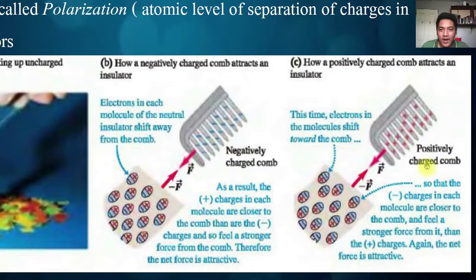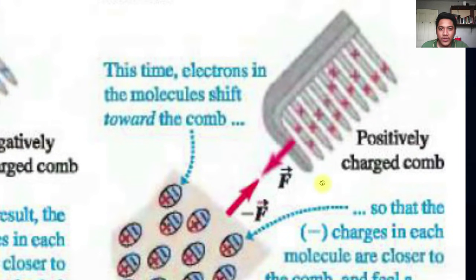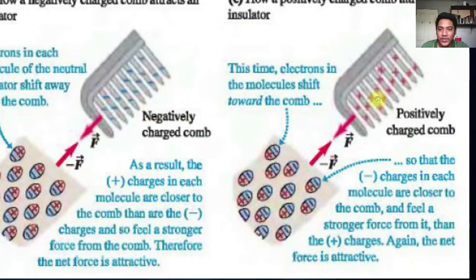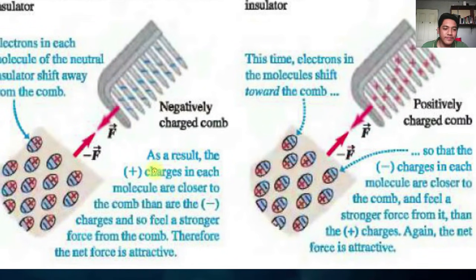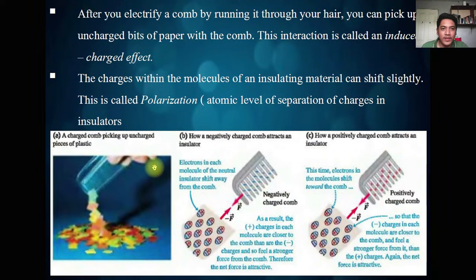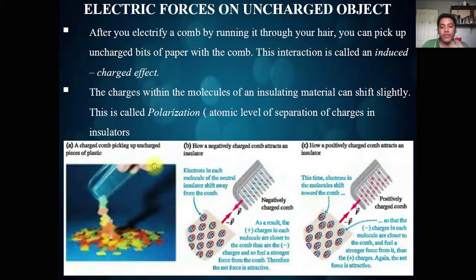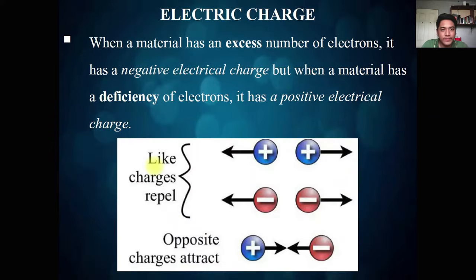So, for example, if you comb your hair and it becomes a positively charged comb, the reverse will happen. This time, the electrons in the molecule shift toward the comb, so the negative charges in each molecule are closer to the comb and feel a stronger force from it than the positive charges, because the positive charges try to repel. Again, the net force is attractive. So it's worth taking these examples.